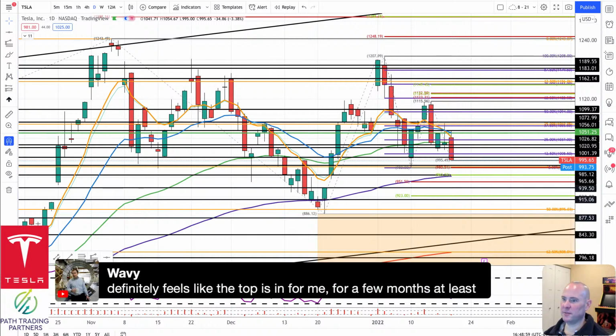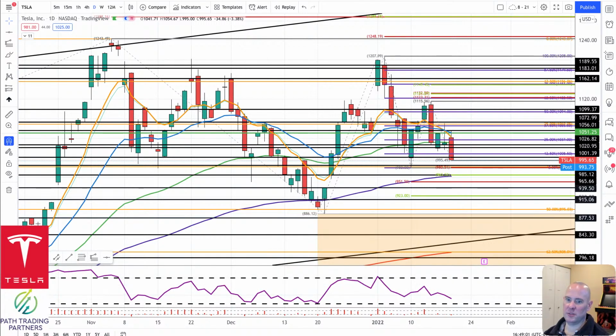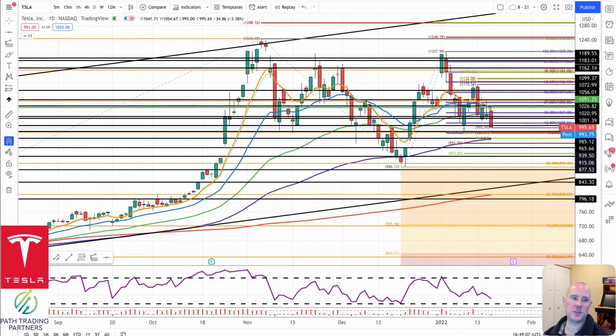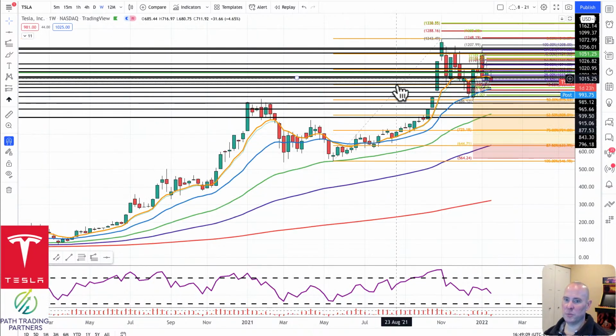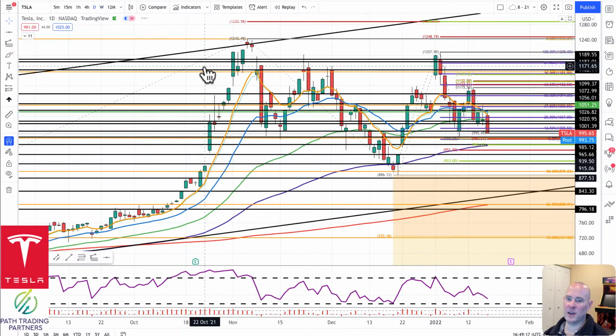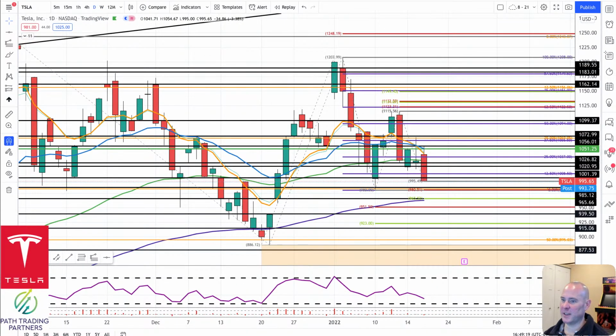Definitely feels like the top is in for me for a few months at least. You could have had the major long-term top put in November. It'll really be telling, especially with the weekly, once we get the close below the weekly rotation zone, and then if we still trigger this massive potential double, then I will really get into bearish mode again.